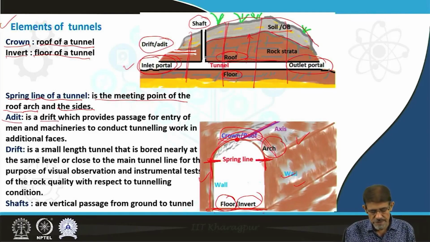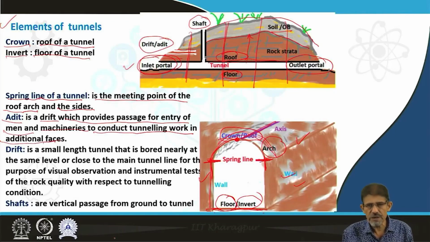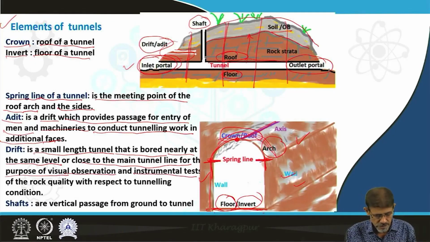An adit is a drift which provides passage for entry of men and machinery to conduct tunneling work in additional phases or for minor repair work. A drift is a small length tunnel that is bored nearly at the same level or close to the main tunnel lines, for the purpose of visual observation and instrumentation tests for the rock mass quality with respect to tunneling conditions.